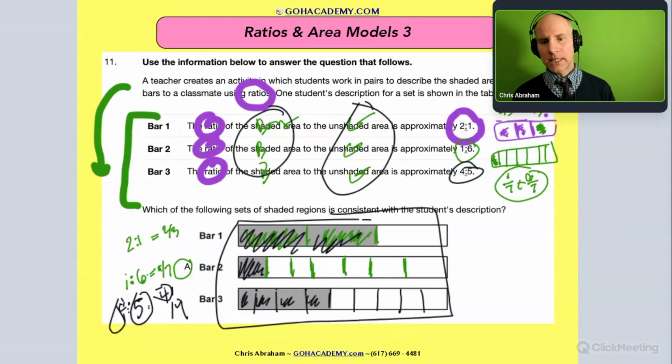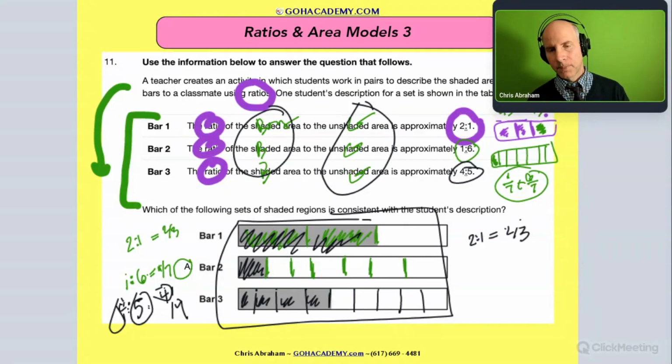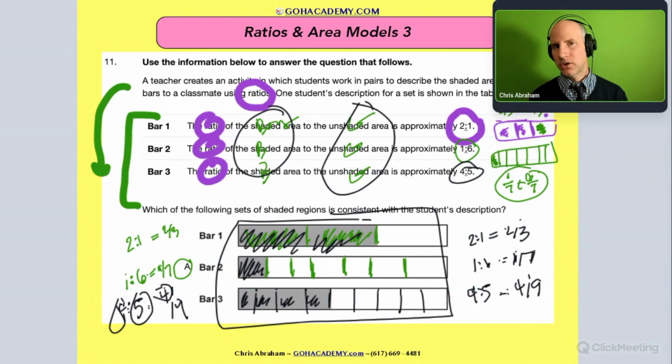So the key skill in this is to be able to look at these diagrams and be like, yeah, 2 to 1 is the same as 2 out of 3. 1 to 6 is the same as 1 out of 7. 4 to 5 is the same as 4 out of 9. Can you see that? That's really important that you can see that.